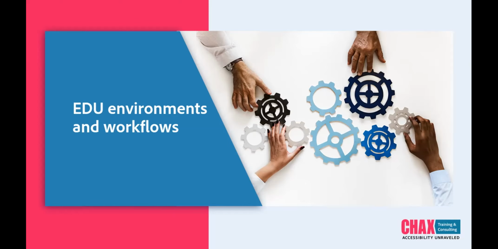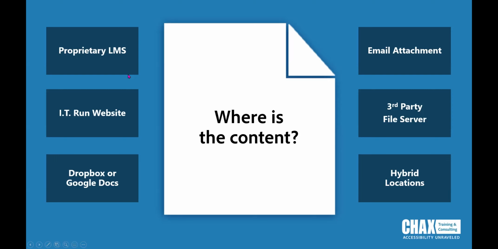All right. So moving on, EDU environments and workflows, right? We talked about this a little bit earlier. Content comes from everywhere: LMS, IT, email attachments, third-party file servers, Dropbox or Google Docs or hybrid locations. When we're trying to get information out to our students, it would help if I actually advance the slide. I have the preview on the screen in front of me, so I have two different screens, right? Whether it's an LMS or IT, Google Dropbox, email attachments, a third-party server, or some combination thereof, you have to get this information out. And sometimes this can be just as much of an issue with accessibility as anything else.